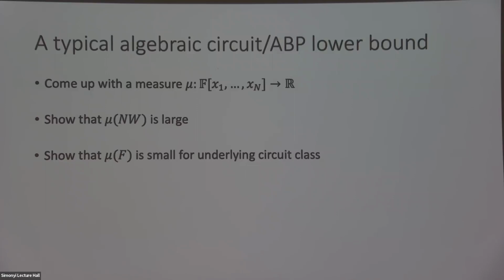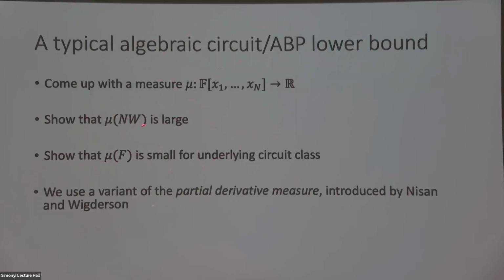So how do we prove lower bounds, or how have most lower bounds been proved? You come up with a nice measure of complexity for polynomials, show that your hard polynomial has large complexity, and show that for your underlying circuit class, the complexity is small if the input circuit or whatever object from the class is small. So if you have a formula or a branching program computing NW, the complexity of it needs to be large, and so that branching program needs to be large. I'm going to use a variant of the partial derivative measure, which was introduced first by Avi and Noah.